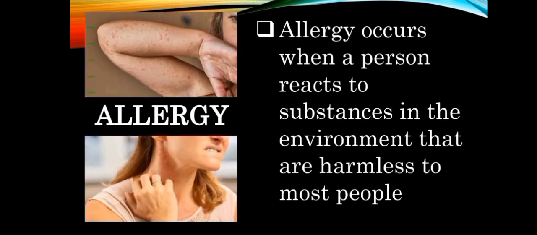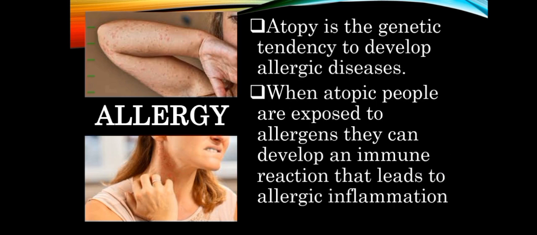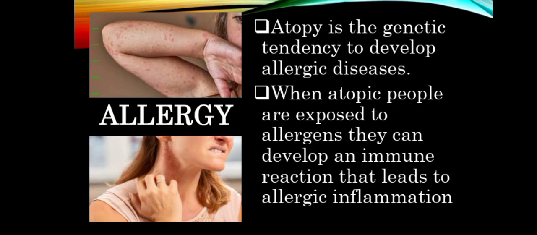Fourth, allergy, a chronic illness that most likely occurs if triggered. Allergy occurs when a person reacts to substances in the environment that are harmless to most people. Atopy is a genetic tendency to develop allergic diseases. When atopic people are exposed to allergens, they can develop an immune reaction that leads to allergic inflammation.